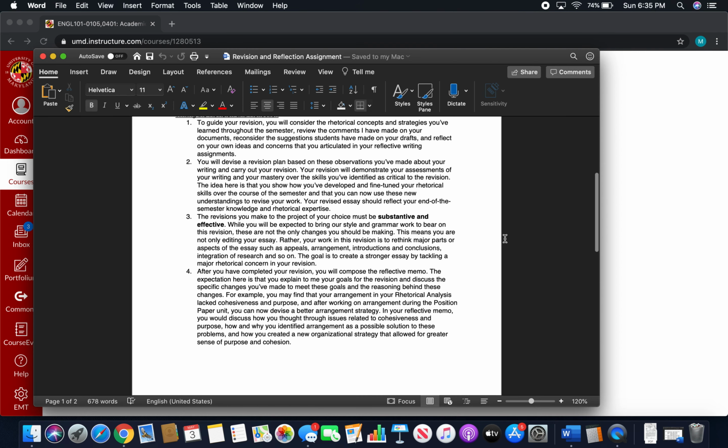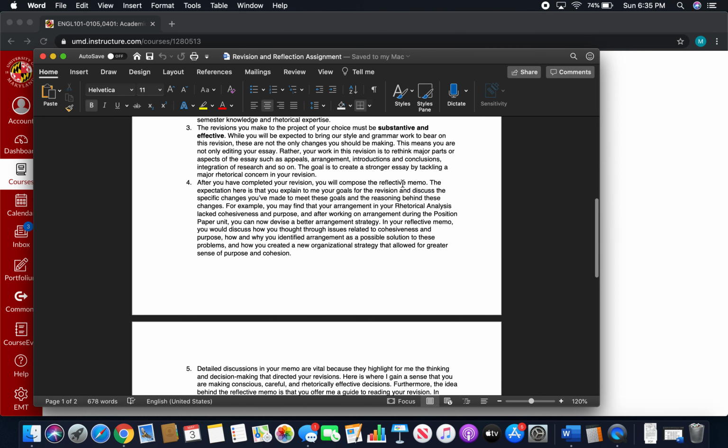The second part of this whole assignment is to compose a reflective memo. So you're writing a paper on the changes that you've made. The paper needs to be about 2 pages single spaced, so that's 4 double spaced roughly. The reflection needs to be 2 pages single spaced. The revision doesn't need to be any longer than the original. So the page count for the rhetorical analysis was 4 to 5 pages.